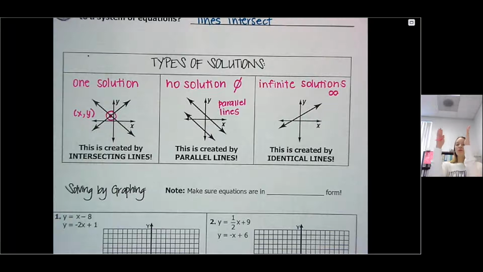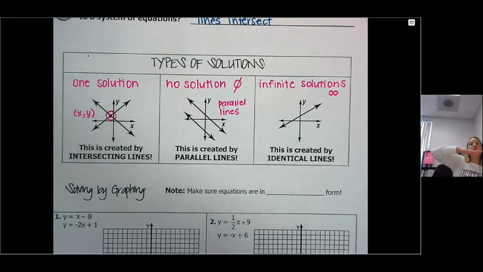No solution is when you have parallel lines because they never touch. And then infinite solutions is when you have the same equation of the same line more than once because they're touching in multiple places. So the first way we're going to solve systems of equations, there are 3 different ways to solve. Today we're going to learn just one type, which is graphing, because you guys are pros at graphing at this point, so this one should be easy peasy for us.